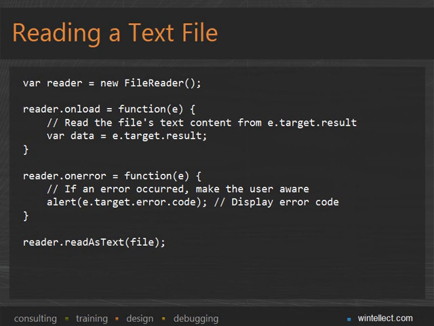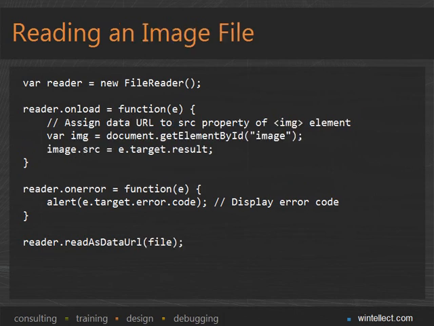Now, readAsText is an asynchronous method. It returns immediately. Before you call it, you register a handler for the onload event that the file reader will fire once it has finished reading the file's contents. And in this case, because it was readAsText that I called, e.target.result will contain a string that represents the contents of that file.